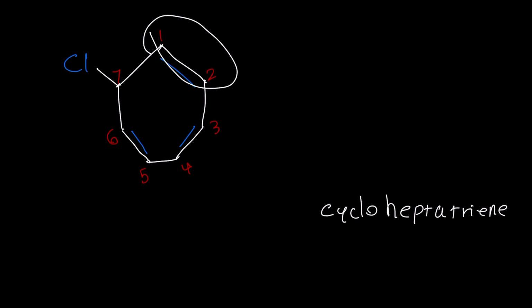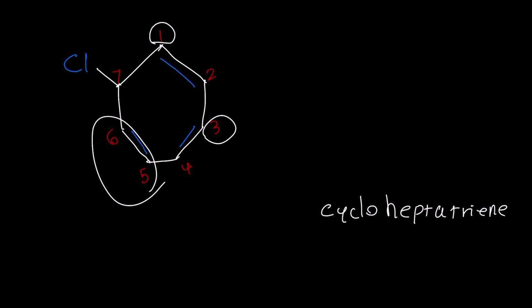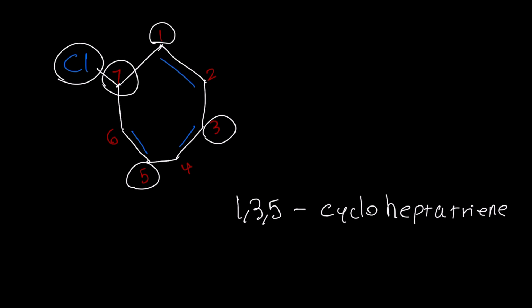So this double bond is across 1 and 2, but we're going to go with 1. This one's across 3 and 4. We're going to go with 3 since it's lower. This one is across 5 and 6. We're going to go with 5. So it'd be 1, 3, 5-cycloheptatriene. We also have a chlorine on carbon number 7. So this would be 7-chloro.